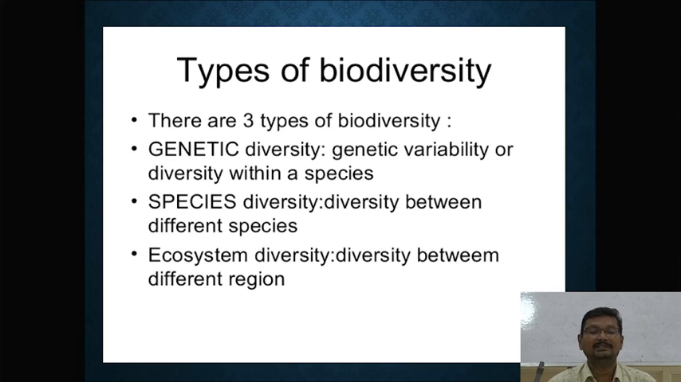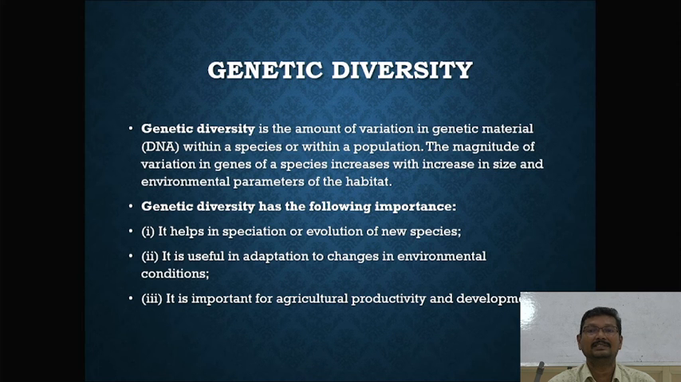Now we are discussing types of biodiversity. There are three types of biodiversity: genetic diversity, species diversity, and ecosystem diversity. Genetic diversity is the genetic variability or diversity within a species. Species diversity is the diversity between different species. Ecosystem diversity is the diversity between different regions.